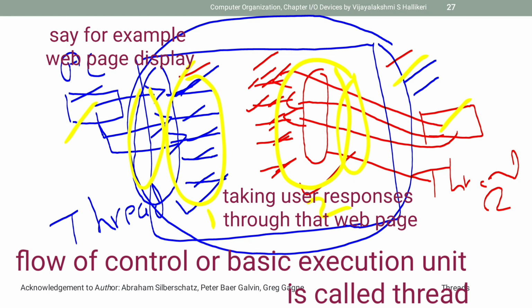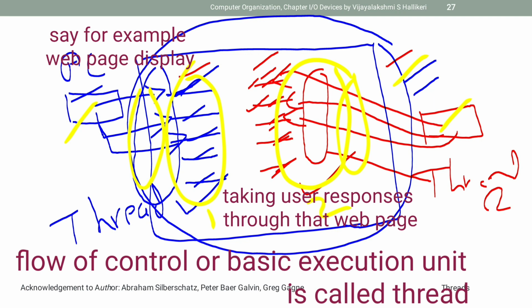In a multi-threaded process, multiple flows of control, or multiple threads, will be there, because of which multiple blocks of instructions will be executed. Hence, multiple tasks will be performed. This is exactly what is meant by program, process, heavyweight process, single flow of control, single thread, heavyweight process, multiple flows of control, multiple threads, and hence multi-threaded process.